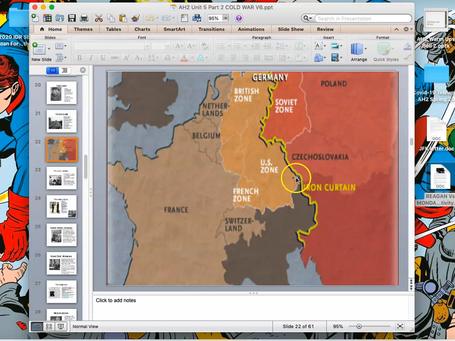The Iron Curtain is not the Berlin Wall. The Iron Curtain is not literal, it's a figurative thing. It's a figure of speech used by Winston Churchill to describe the sweeping of communism over Europe.